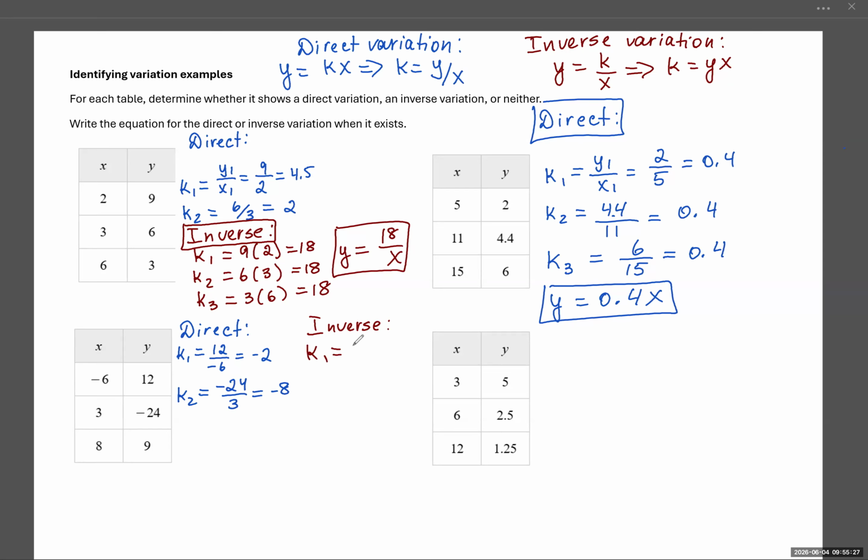K1, 12 times -6, that's -72. K2, -24 times 3, which is also -72. But K3 is 9 times 8, which is a positive 72. So even though the numerical value is the same, the sign is different on the third constant, so it is not an inverse variation. In fact, this one did not meet the direct or the inverse variation standard, so this table represents neither.